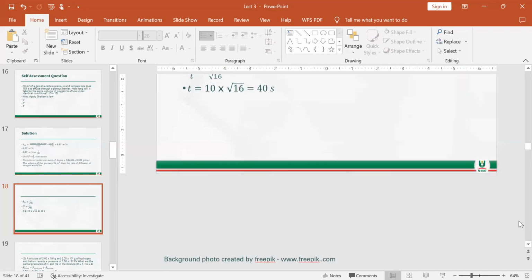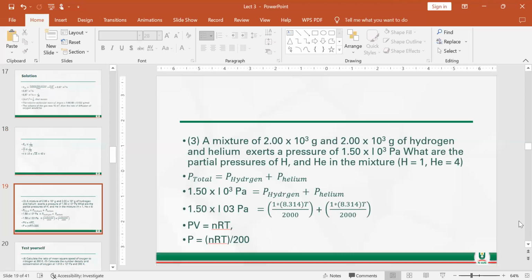We can still move further to see how we can progress. A mixture of 2 times 10 raised to the power of 3 grams of hydrogen and 2 times 10 raised to the power of 3 grams of helium exerts a pressure of 1.50 times 10 raised to the power of 3 Pascal. What are the partial pressures of hydrogen and helium in the mixture? The relative molecular mass of hydrogen is 1, that of helium is 4.